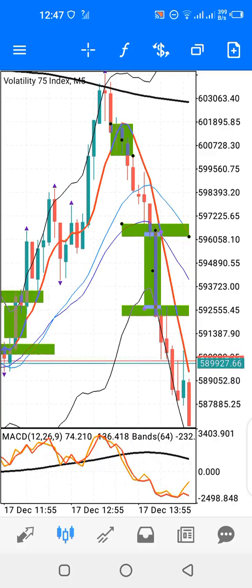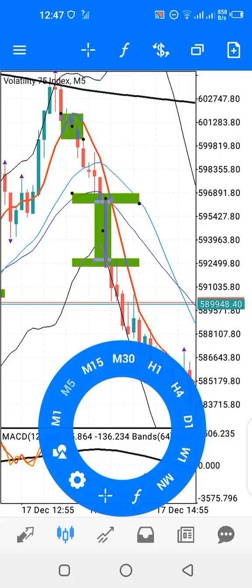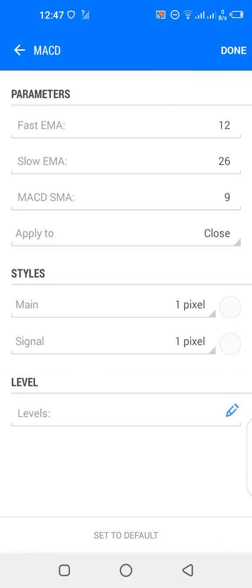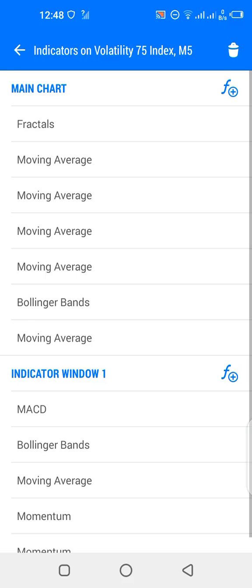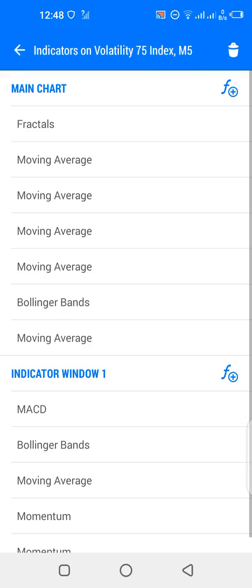Now let's look at the settings for indicator window 1. We have MACD. Fast EMA is 12, slow EMA is 26, MACD SMA is 9. Apply to close. The main color and the signal color will match the background color of your chart. Then we have Bollinger Bands. Period is 64. Deviation is 1.119. Apply to first indicator's data. The color also matches the background color of the chart.